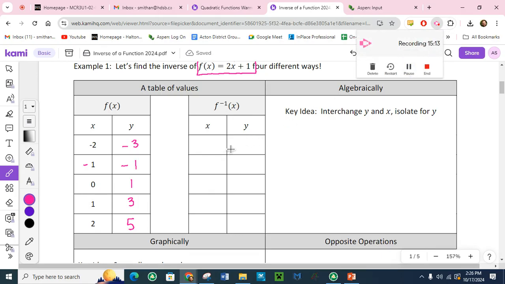Let's resume. All right, happy Mr. Smith back. We're doing the inverse. The inverse, we just swap the x and y. Really easy when you have a table of values.